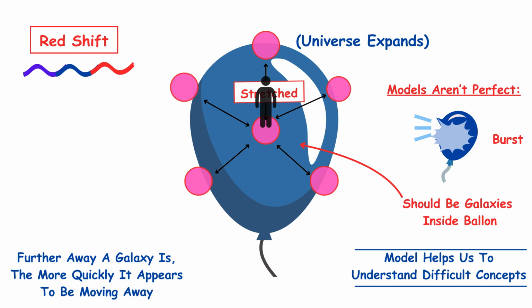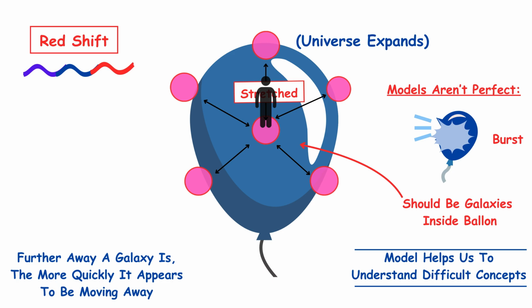Another interesting and important observation is that the farther away a galaxy is from us, the faster it seems to be moving away. This means that the most distant galaxies are the ones with the greatest redshift, and they appear to be receding from us at the highest speeds.